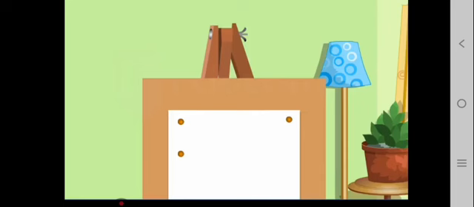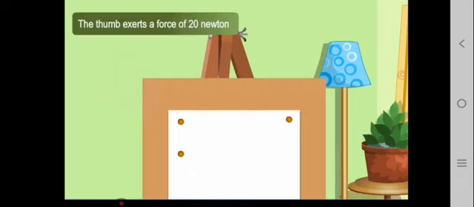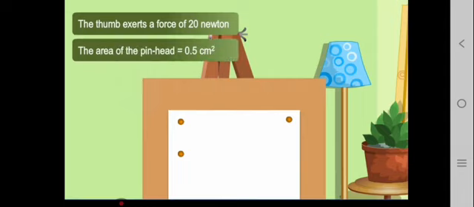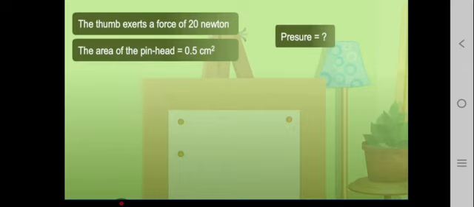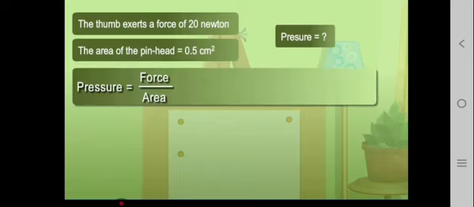It's now time for problem solving. Look at this figure. The thumb exerts a force of 20 Newton on the pin. The area of the pin head is 0.5 square centimeter. Calculate the pressure exerted on the wooden board.